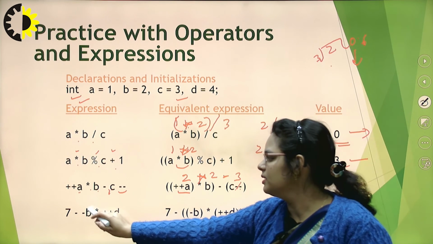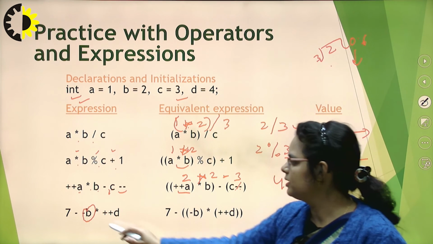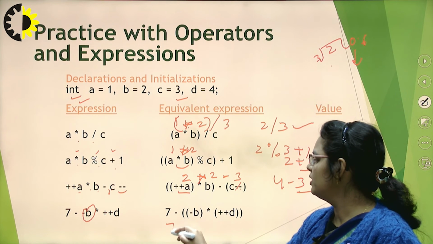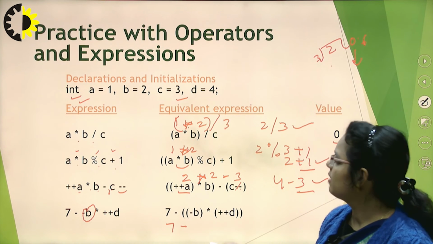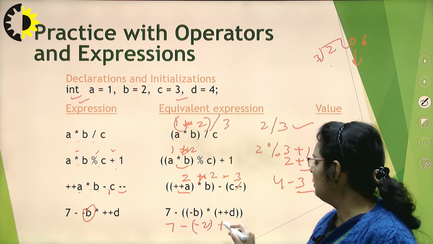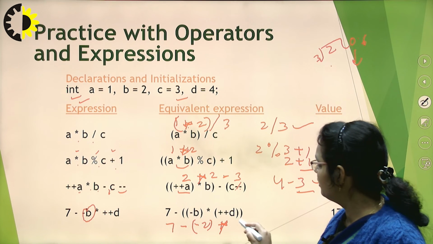Let us take another example: 7 minus, this is actually a unary operator, 7 minus b into plus d. First of all, 7 minus b is 5, so we will look at 5 multiplied by the plus d, because currently d has 4. So first of all, the value of d would be incremented and it will become 5.